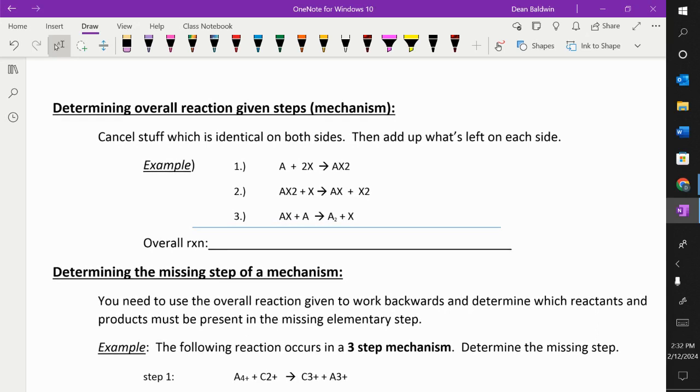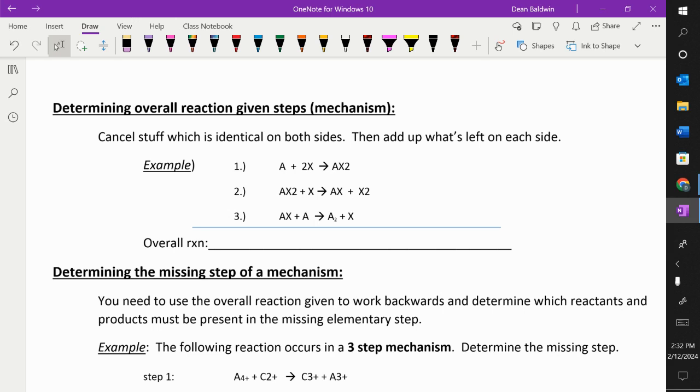So here's a reaction, made up molecules, A's and X's. 3 steps. A plus 2X goes to AX2. AX2 plus X goes to AX and X2. And then the AX and the A form A2X. What's the overall reaction?